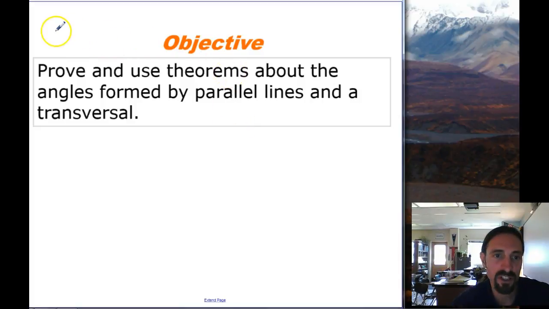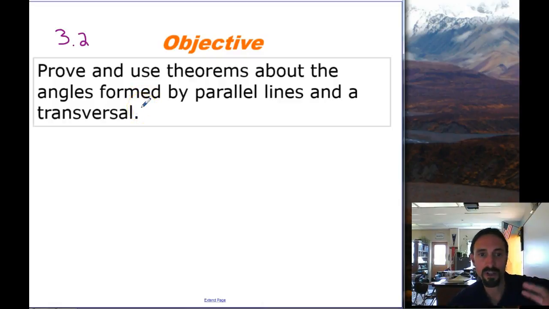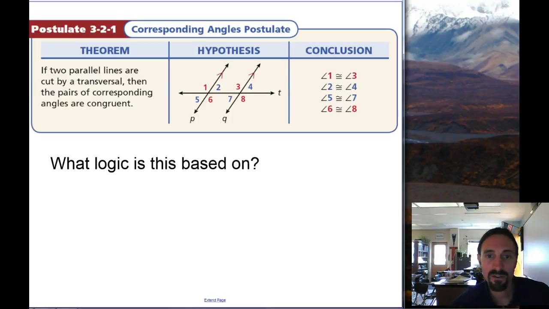Today we're looking at section 3.2, which is parallel lines and transversals. Your objective for the day is to prove and use theorems about angles formed by parallel lines and a transversal. Big idea. And right off the bat, they're going to drop a postulate on you. Here's the postulate, 3.2.1: If two parallel lines are cut by a transversal, then the pair of corresponding angles are congruent.